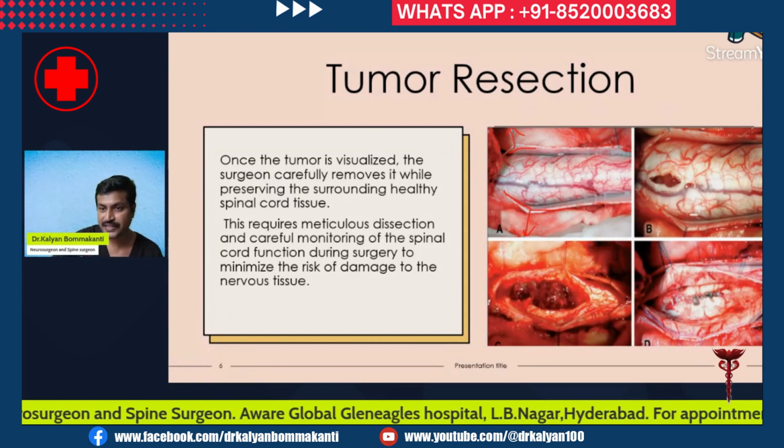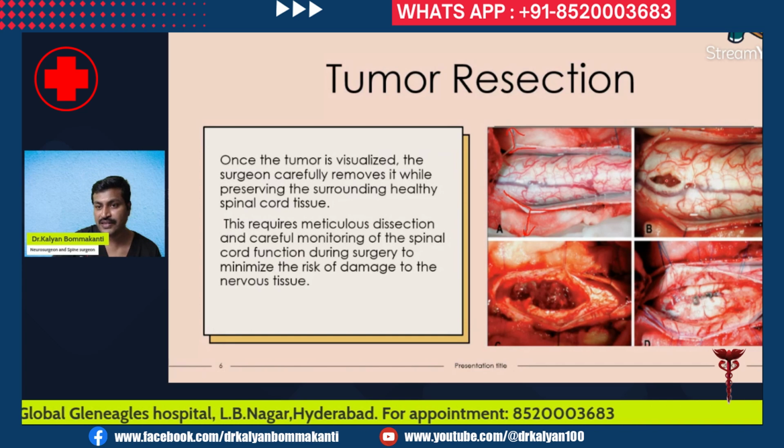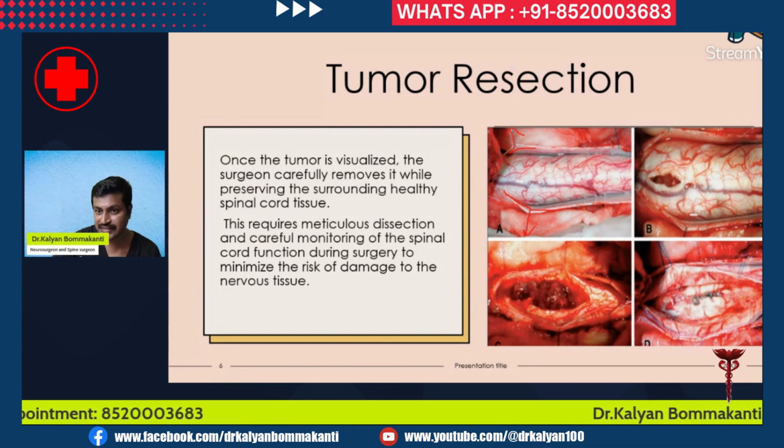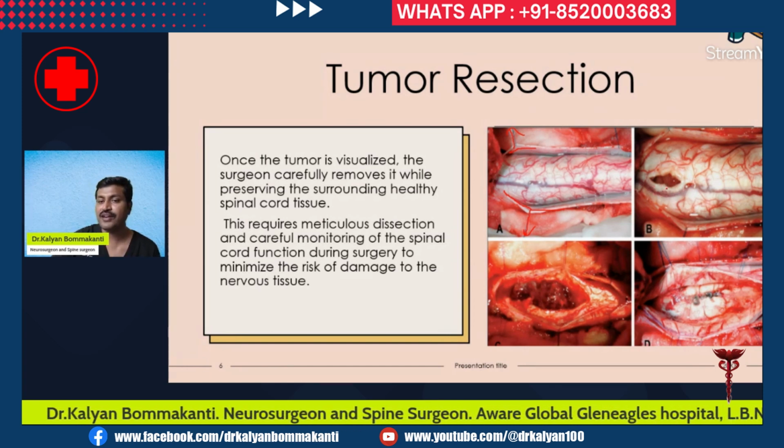So in this picture, we have made a small myelotomy. We have made a small opening on the spinal cord. Once you make a small opening, the tumor comes into picture. You can see this grayish red colored tumor. You can also notice we have preserved the central vein, which is a major vein near the tumor, but the smaller tributaries you can coagulate.